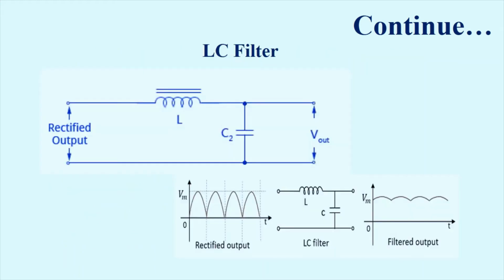The third filter is the LC filter. At the output of the rectifier, we have pulsating DC. Now this output will go to the input of the inductor. So what is the property of an inductor? An inductor allows DC and blocks AC. So the AC plus DC signal arrives at the input of the inductor. The inductor will block that AC component and pass only DC.